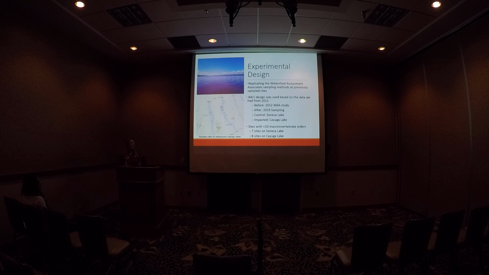The way we chose sites was we looked at the macroinvertebrate orders that were documented in 2012 and chose sites that had at least 10 macroinvertebrate orders. So we knew going to these sites that there was supposed to be a large range of species. And then we chose 7 sites on Seneca and 8 on Cayuga, mostly in the north to mid range of both of these lakes.